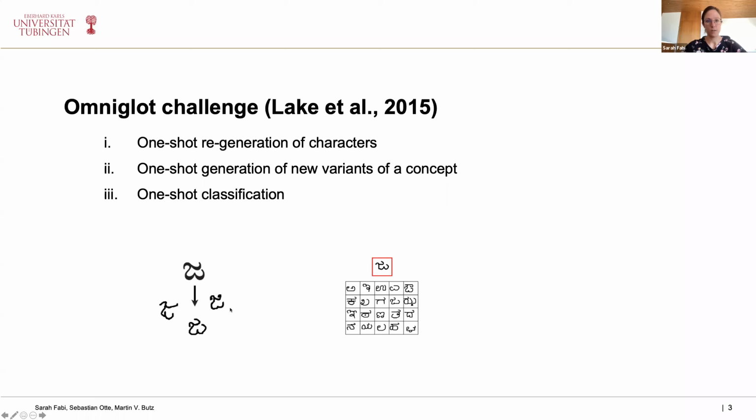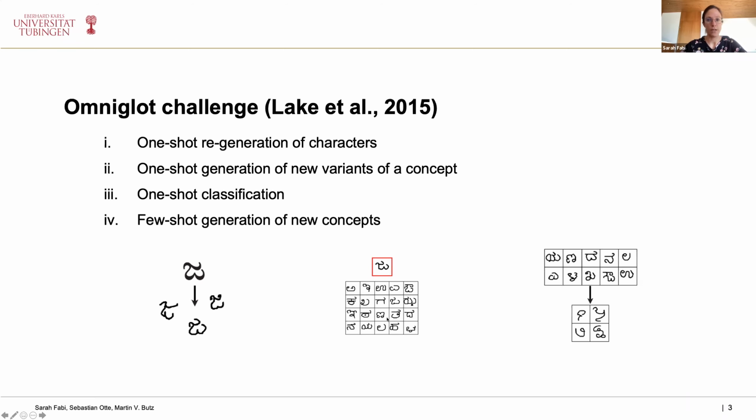The third task is a one-shot classification. So was this character already part of previously shown characters? And the fourth task is the generation of totally new concepts. So algorithms or participants get these characters and are then asked to invent totally new characters that could be part of the provided alphabet, even though they aren't actually.